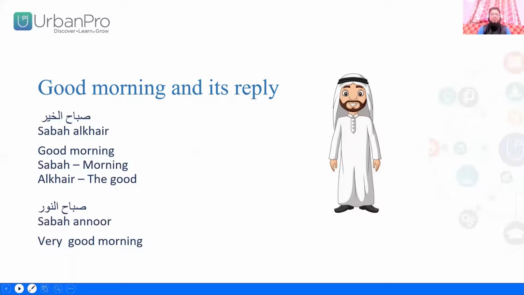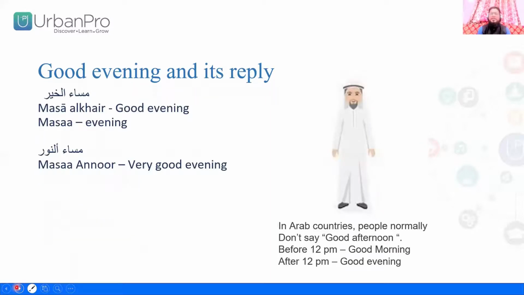Now, after good morning, it is good evening. So good evening in Arabic is masa al khair. Masa is evening, al khair is good. And the reply, like in sabah al khair we replied sabah an noor, for masa al khair we reply masa an noor. So here, I told you sabah al khair, good morning, and masa al khair, good evening.